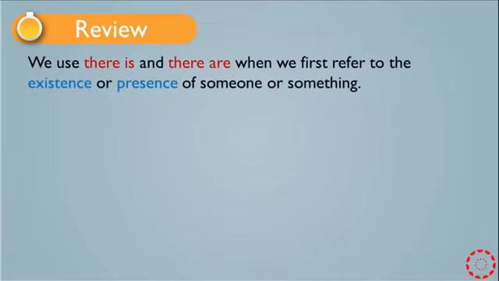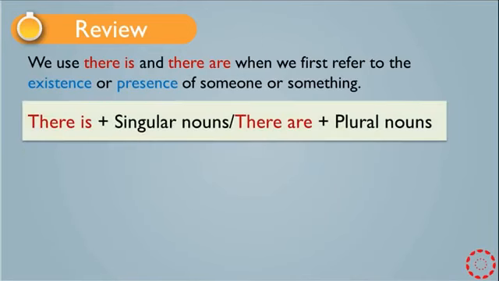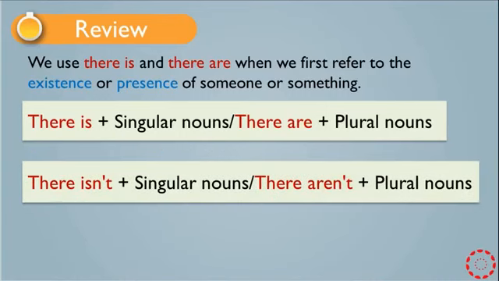Let's review the topic that we read today. We talked about there is and there are. We said that we use them when we first refer to the existence or presence of someone or something. And for the structure, we said that we use there is with singular nouns and there are with plural nouns. And for the negative one, we use there isn't with singular nouns and there aren't with plural nouns.